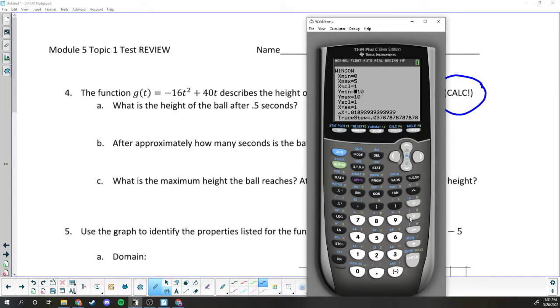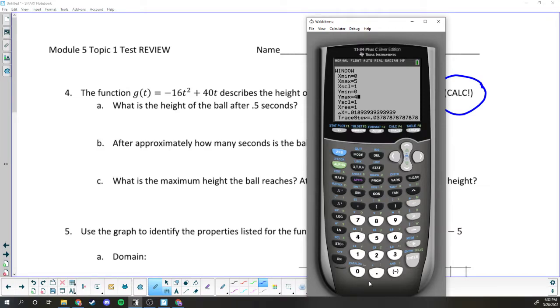Same thing for y-min, y-max, except I'm thinking up and down, right? So how far, or what's the lowest point I care about? Well, it's the ground, which is at y equals 0. Okay, so I'll make my min that. And then how high do you think I will kick in the air?